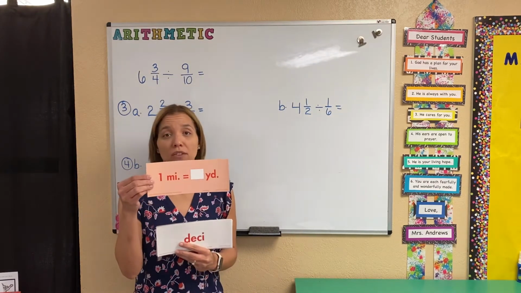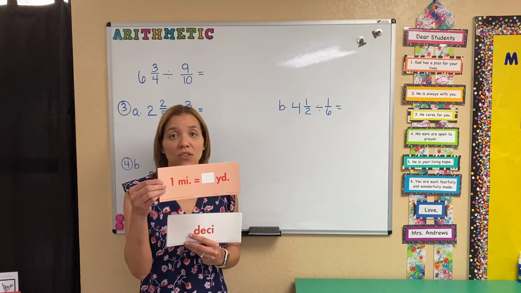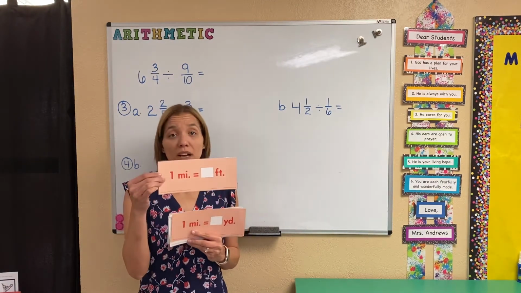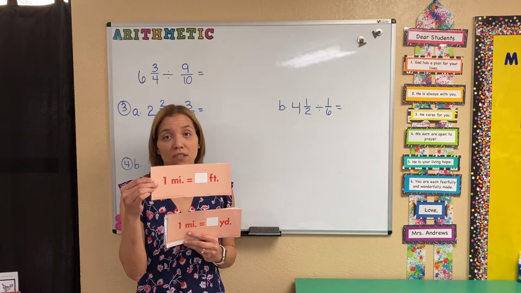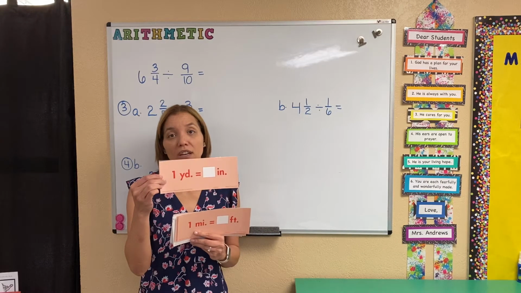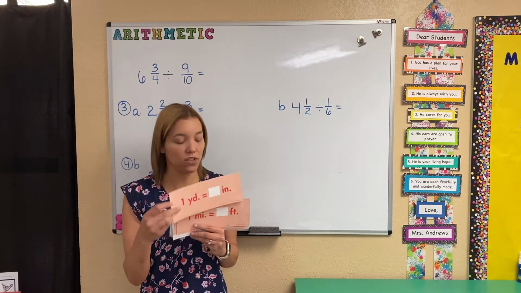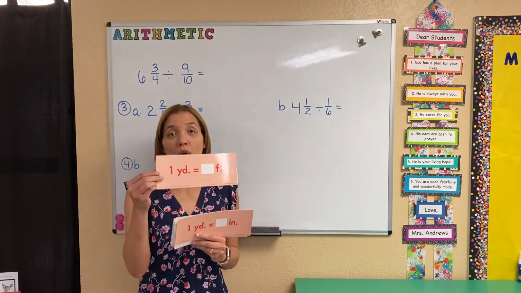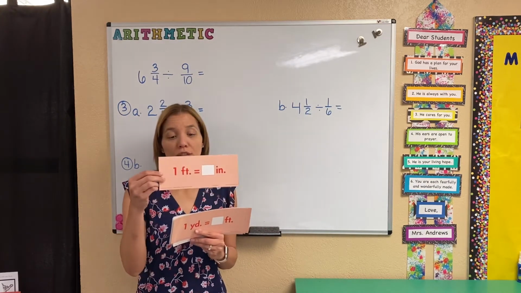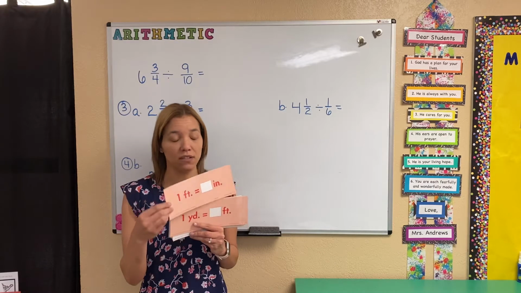So 1 mile equals 1,760 yards. 1 mile equals 5,280 feet. 1 yard equals 36 inches. 1 yard equals 3 feet. 1 foot equals 12 inches.